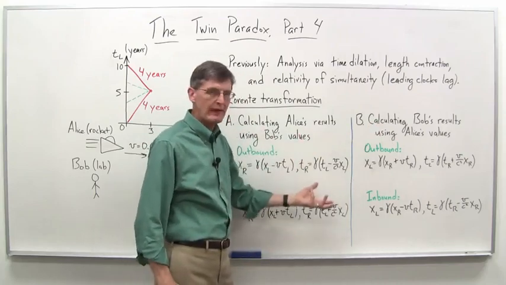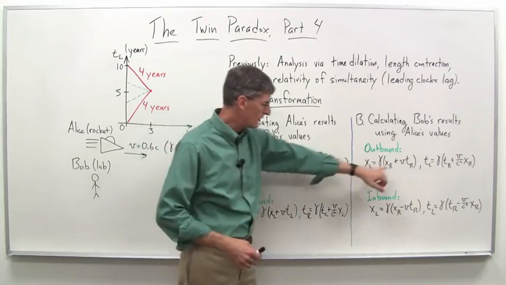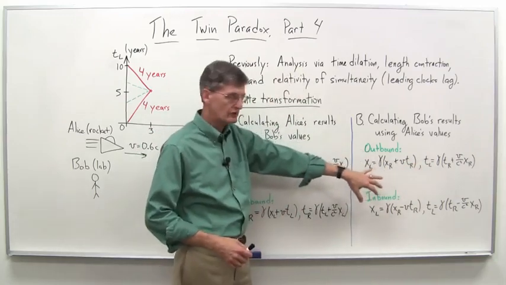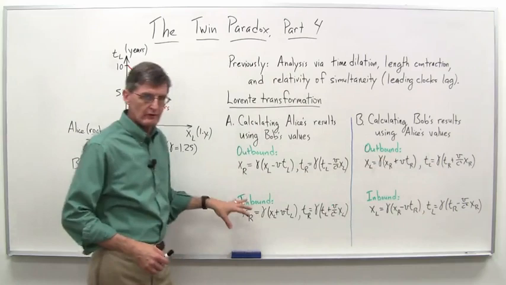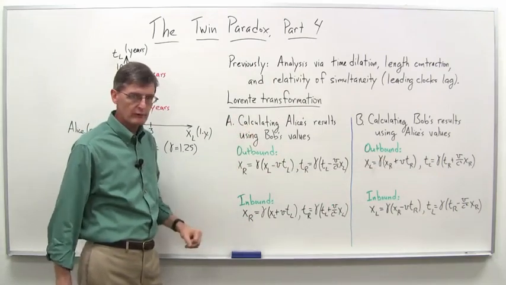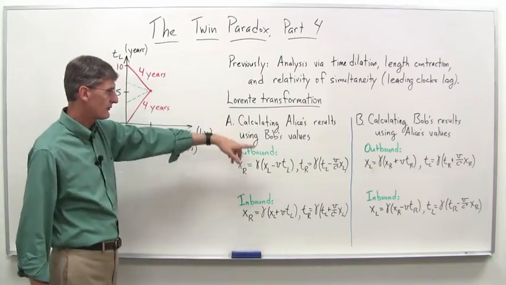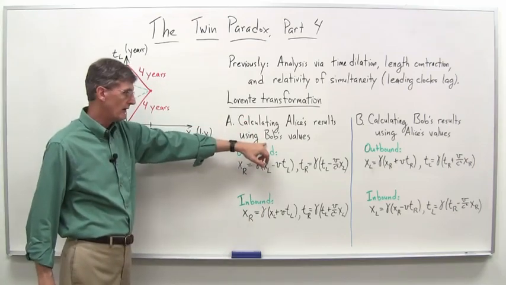So if you can remember that basic situation, rocket moving away, it's going to be a plus sign here in the basic forms of the equation. Then from that, you can derive pretty easily just in your head the other forms of the equation here. So let's start, though, over here with A, calculating Alice's results using Bob's values.